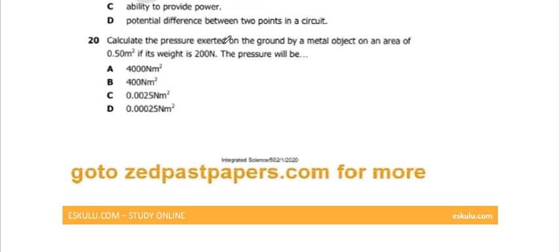Question number 20. Calculate the pressure exerted on the ground by a metal object on an area of 0.5 meters squared if its weight is 200 newtons. So we've got its area being equal to 0.5 meters squared and its weight being equal to 200 newtons. And they are asking us to find the pressure.